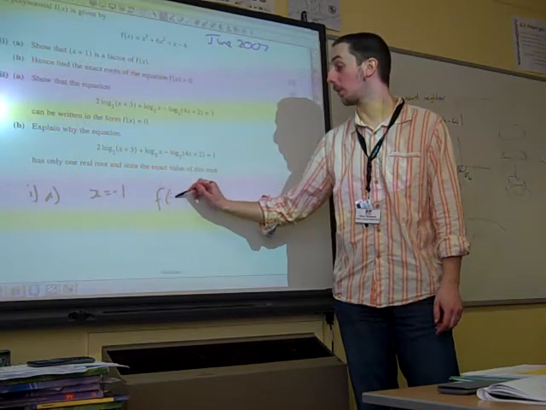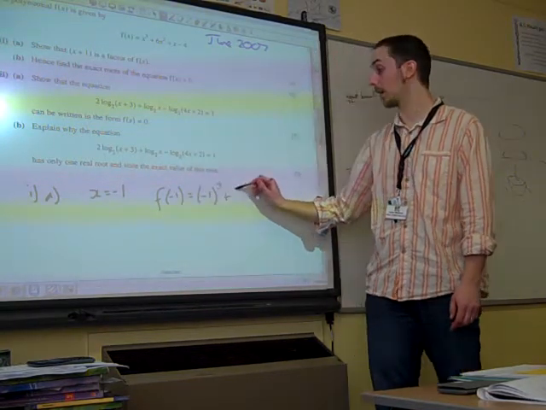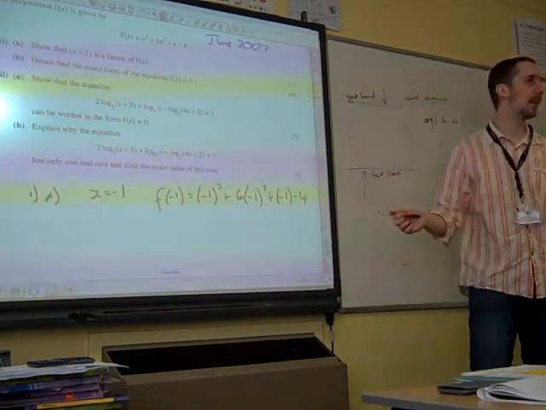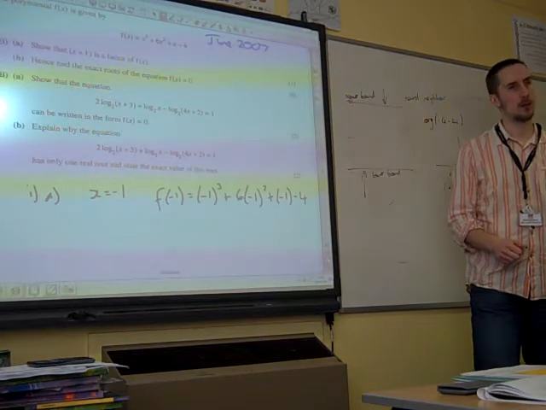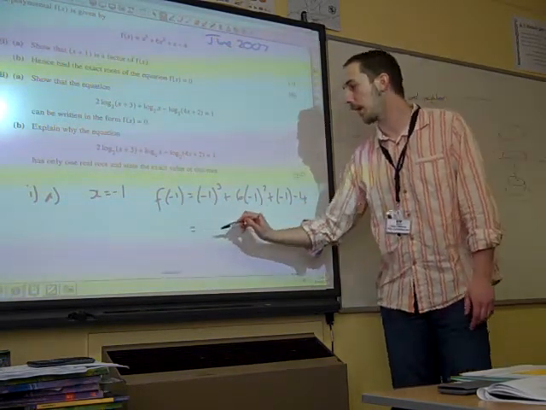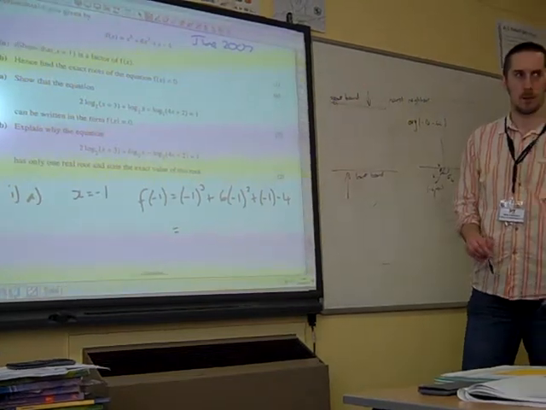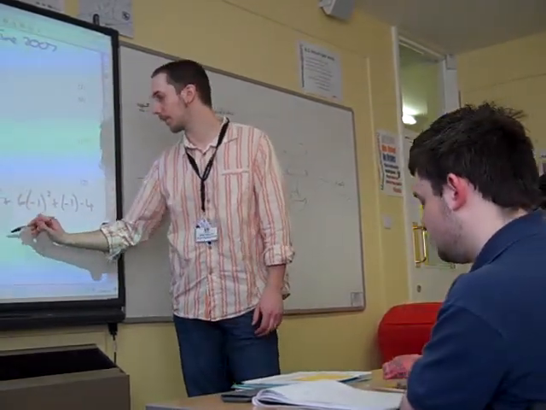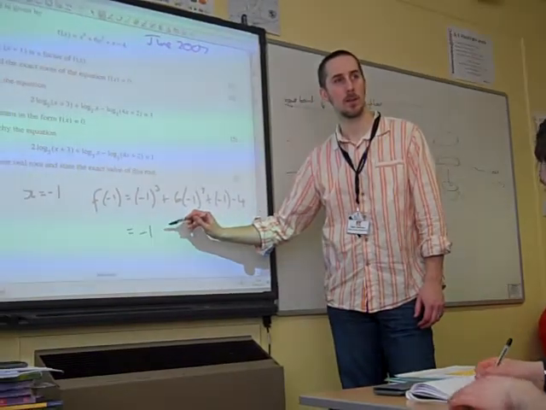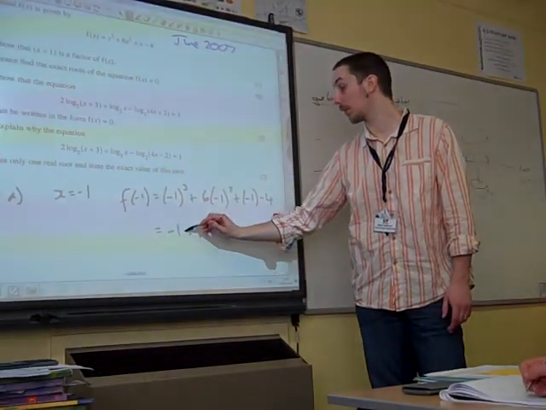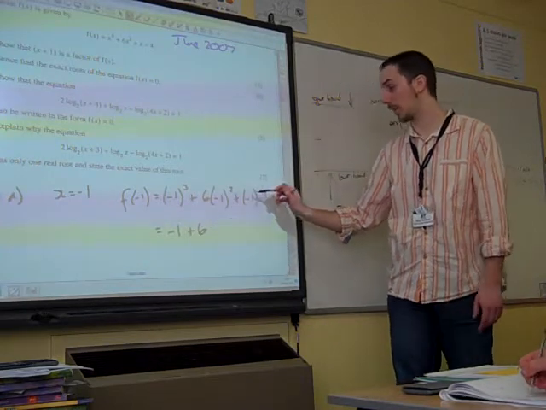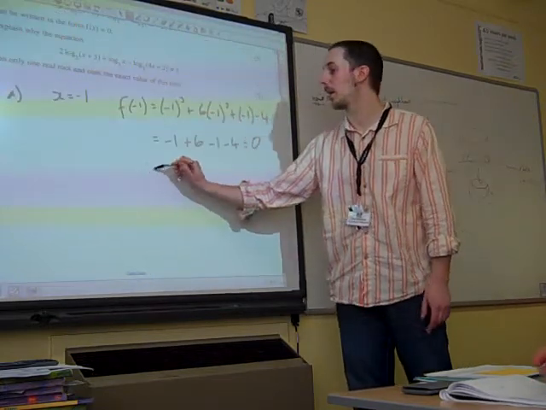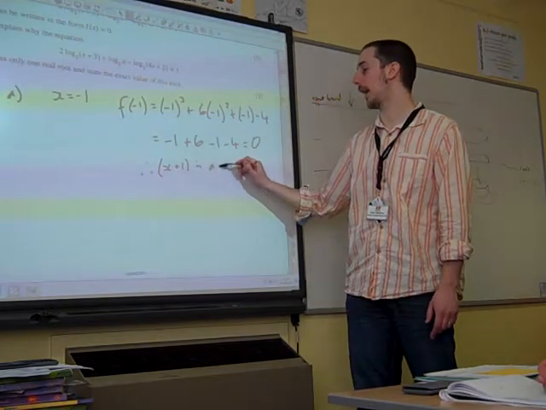So we're going to have f of minus 1 is minus 1 cubed plus 6 times minus 1 squared plus minus 1 minus 4. What does this need to equal if it's going to be a factor? 0. So let's hope it does. Keep up, Corey. So what have we got? Minus 1. Minus 1. Plus 6, because it's minus 1 squared. Okay. Minus 1. Minus 4. Which is 0. Therefore, x plus 1 is a factor.